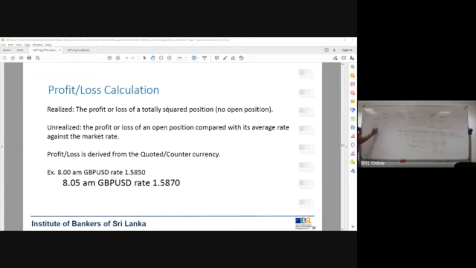If you had bought 1 million sterling at 8 o'clock at 158.50 dollars, you would have spent that much. Then at 8:05, you sell 1 million sterling, and you will receive 1.587 million dollars. This is 0.002 million. $2,000 profit. You will make a $2,000 profit if you have done this.